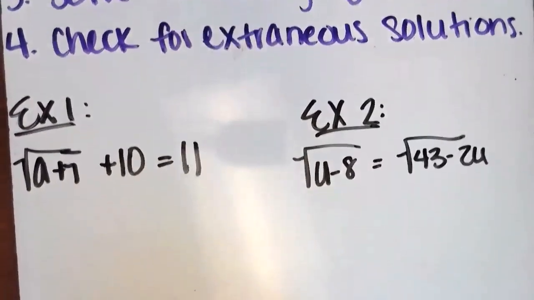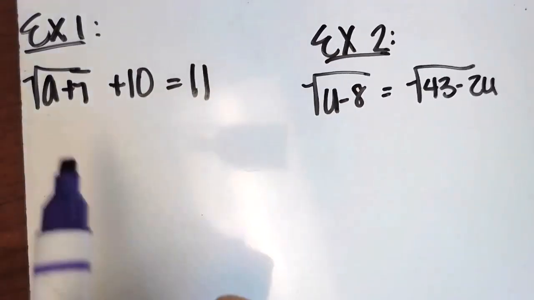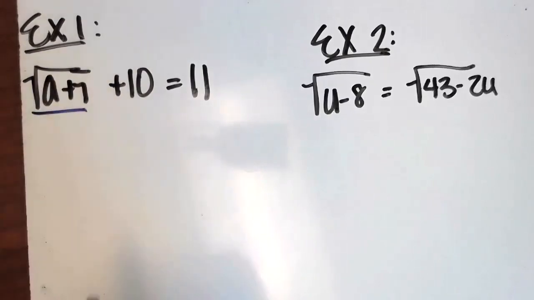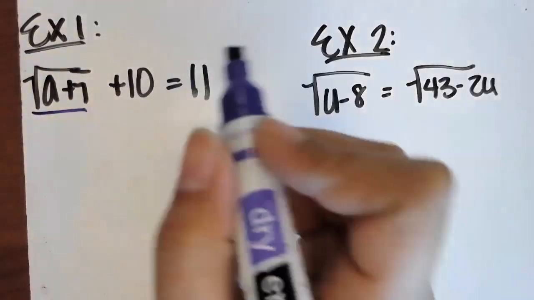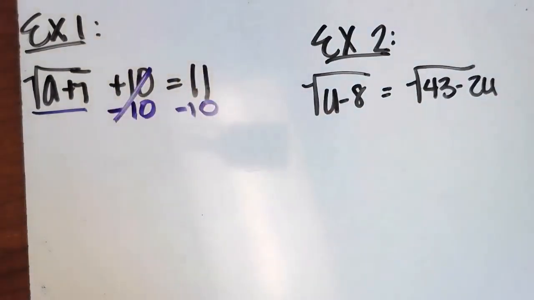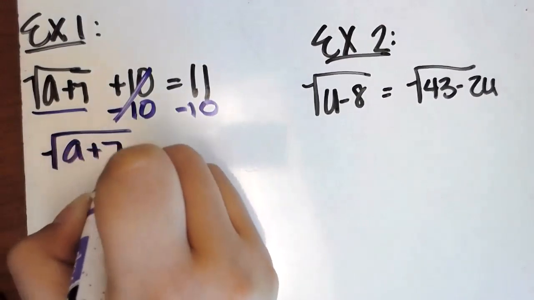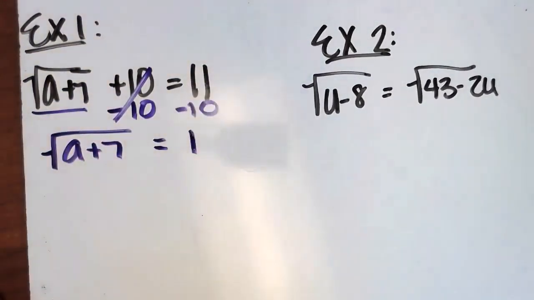So let's start with these two examples. Notice on this left one how we have our radical right here. We have a square root, but we also have a plus 10. To isolate it, we're just going to subtract 10 on both sides to move it over. 11 minus 10 is 1.